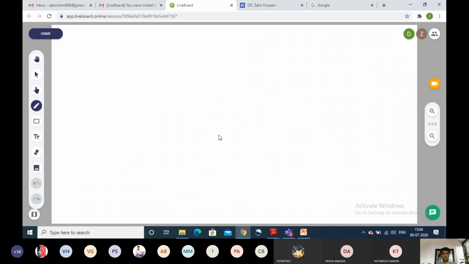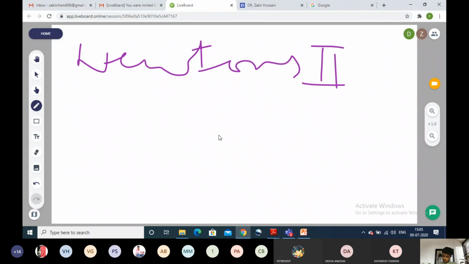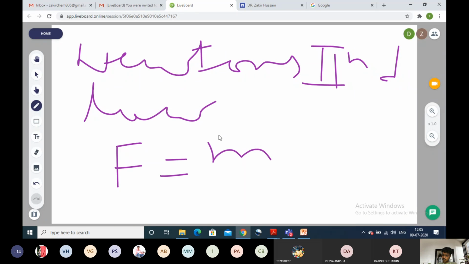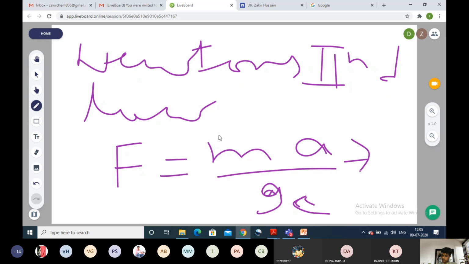Then, according to Newton's second law of motion regarding force, Newton's second law says force is equal to mass times the acceleration. In order to compensate for the gravitation, we write the gravitational constant gc in the denominator. This may be considered as equation 3.